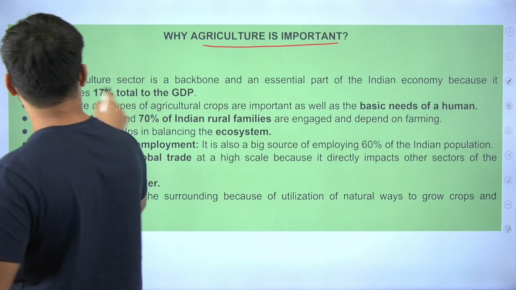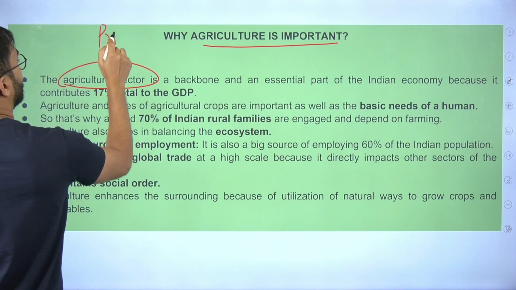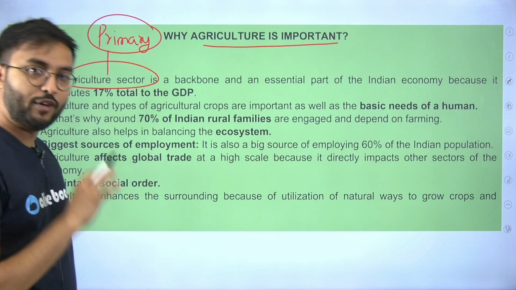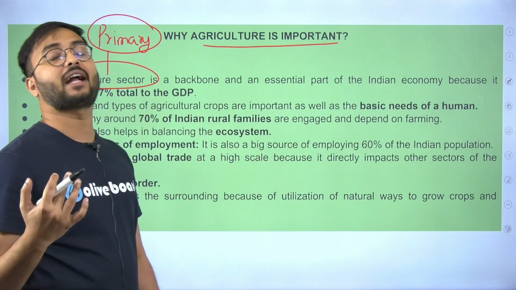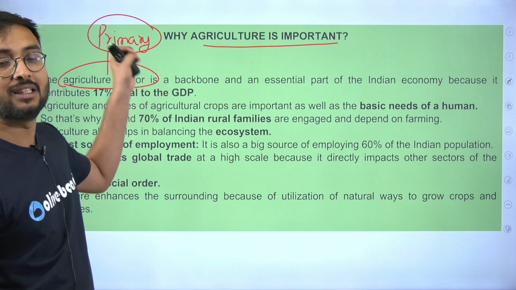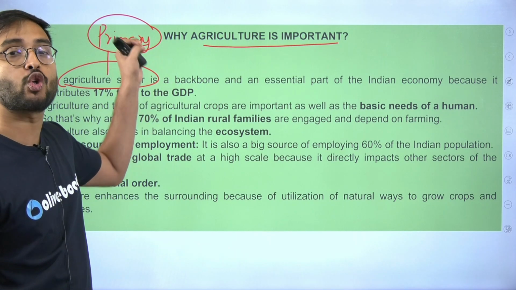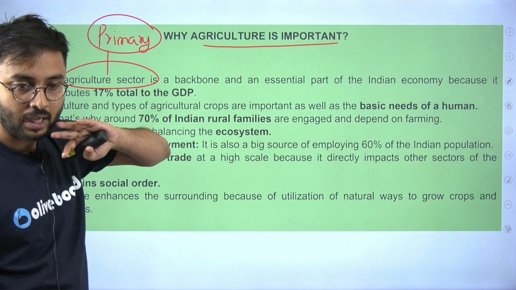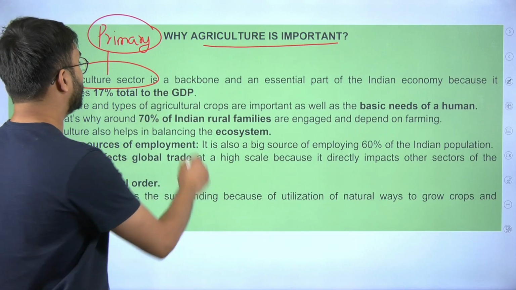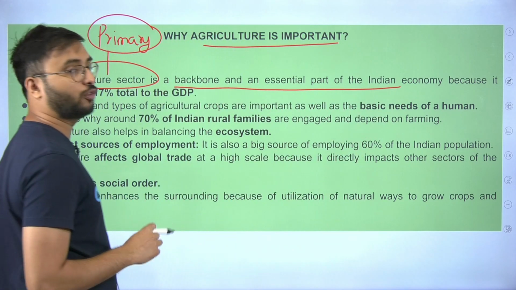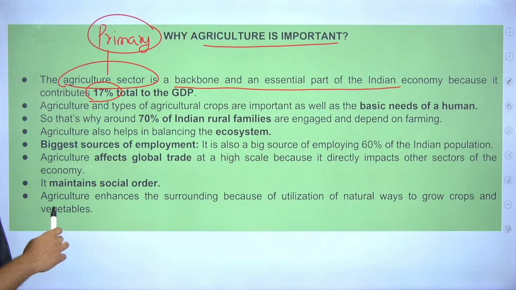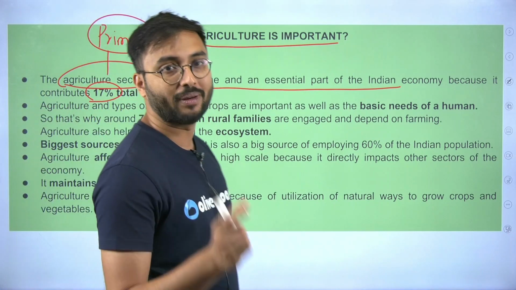So if you see, agriculture is the primary activity, or an activity from the primary sector, on which the other secondary and tertiary activities are dependent. Agriculture, in any economy, is the most important sector which provides major raw materials for your secondary activities. If agriculture is not there, then essentially there would be a breakdown of the economy, as it is the backbone and essential part of any economy. Now it contributes 17% to the total GDP, that is gross domestic product.